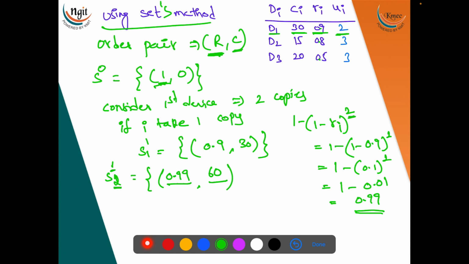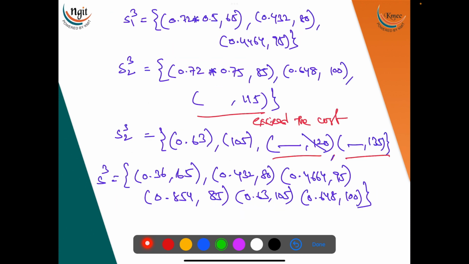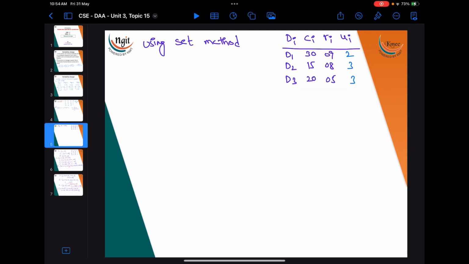So with this we have completed the first copy and the second copy. Now S1, that is the first device with 2 copies, is merged: (0.9, 30) and (0.99, 60). So this is S1. Likewise, we need to take a decision in the next stage, taking the value of S2. We'll take S2 in the same way.